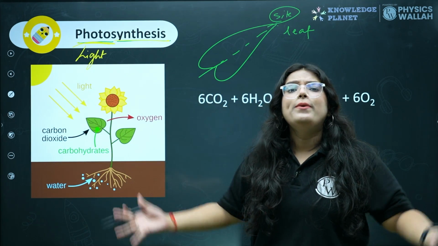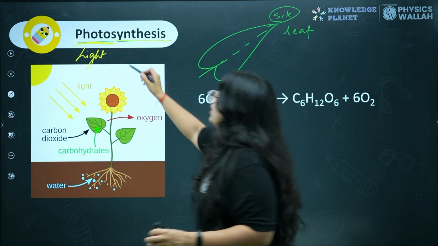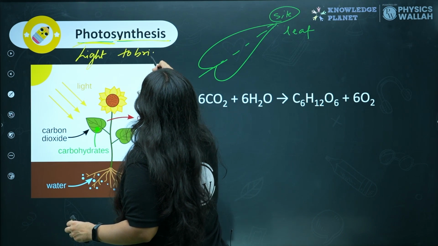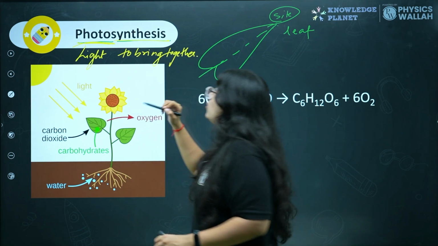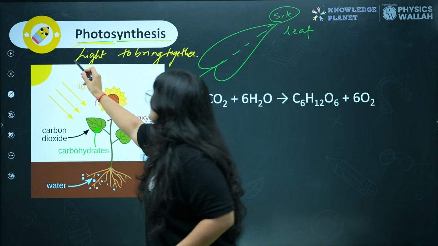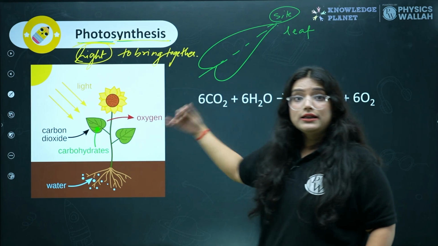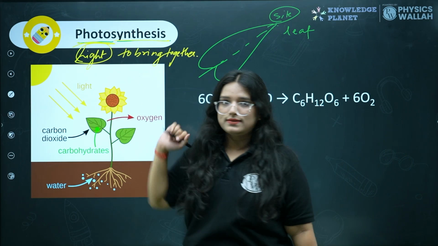Synthesis means to bring together, to synthesize, to produce. Okay. So here we are writing to bring together. Now connect these terms. So bringing together certain substances in the presence of light to form the ultimate product. Okay, and that is known as photosynthesis.